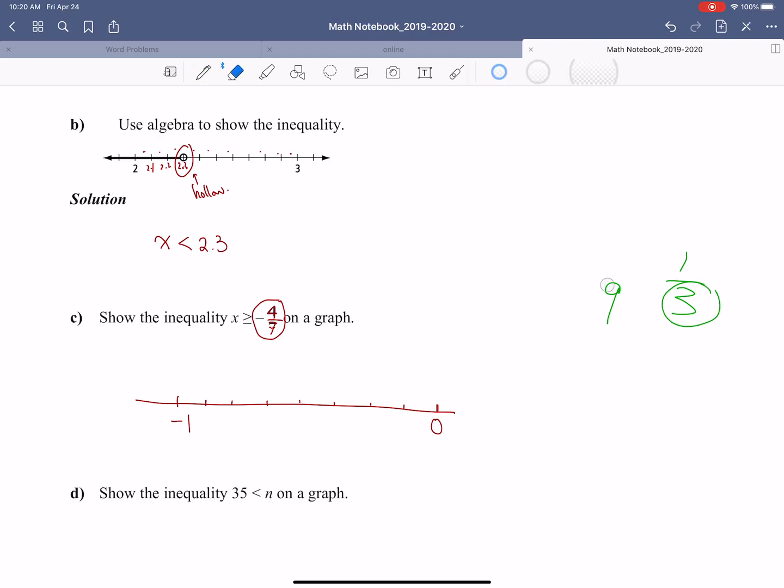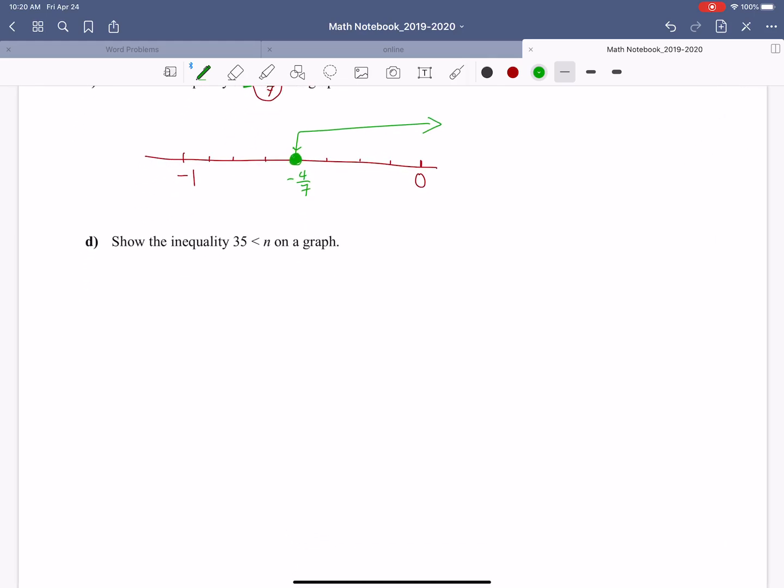Okay, so the denominator basically tells you how many parts there are. So 7 parts and 4 of them. 1, 2, 3, 4. So that's your boundary point. This is negative 4 over 7. So check whether it's a solid or a hollow circle. Does it have the equal sign? Yes, so it's a solid circle and it's bigger than. So if it's bigger than, this way. Okay, show that on the graph. Easy peasy for us.